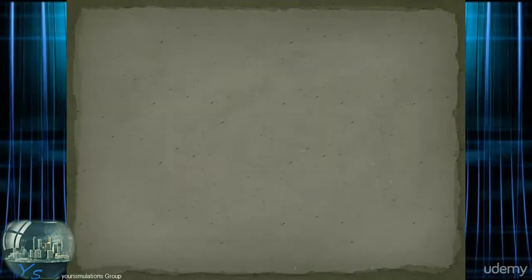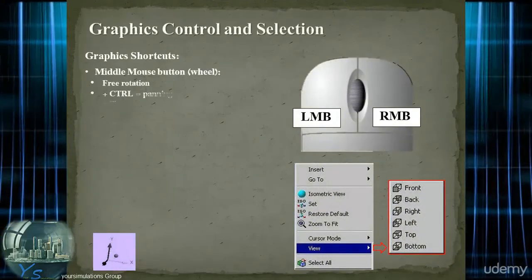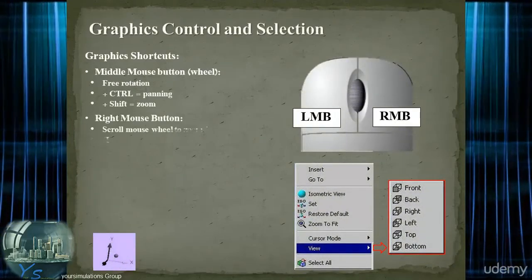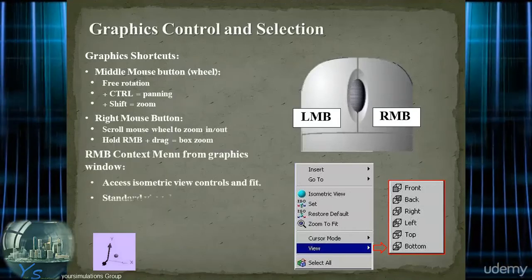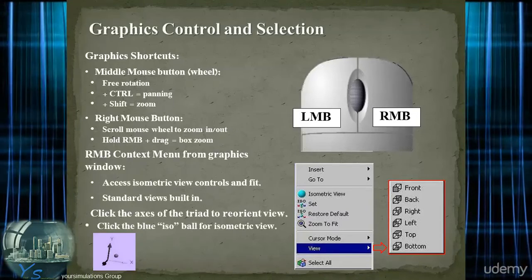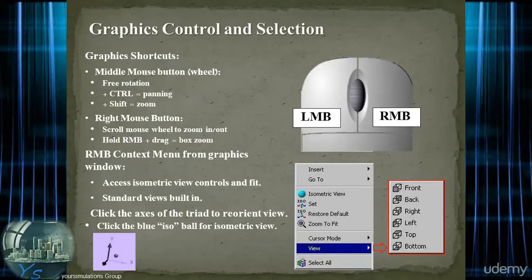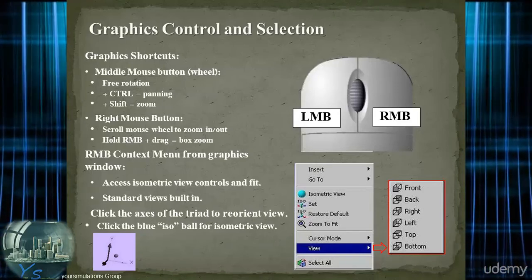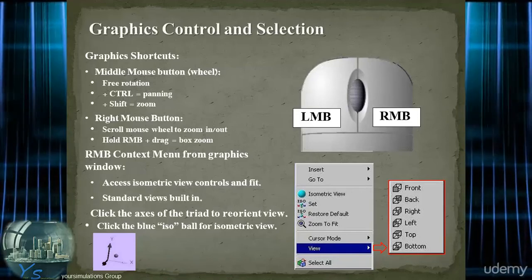Instead of using the controls for the left mouse button that we have seen on the last slide, we can also use the middle mouse button. Click and hold the middle mouse button to rotate the view. Hold Ctrl or Shift together with the middle mouse button to pan or zoom respectively. The right mouse button is used to open the context menu, but it can also be used to box zoom in by holding the right mouse button and moving the mouse.